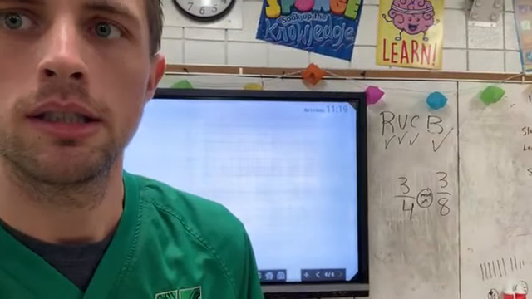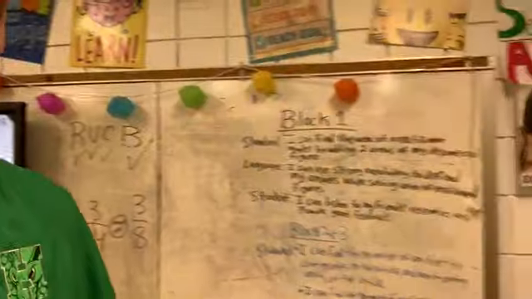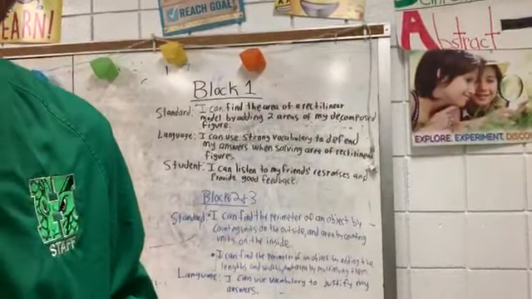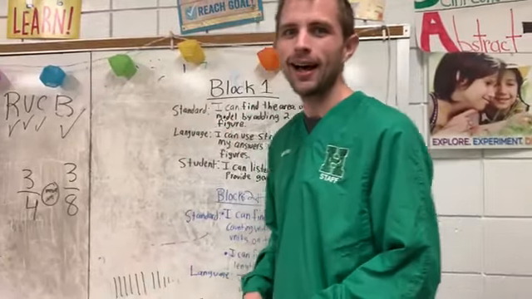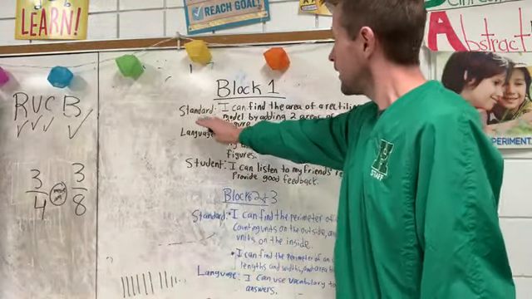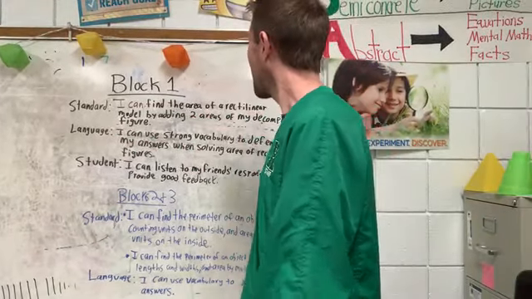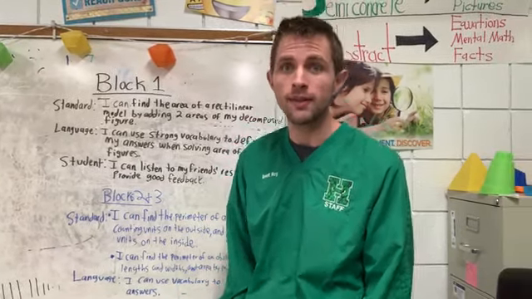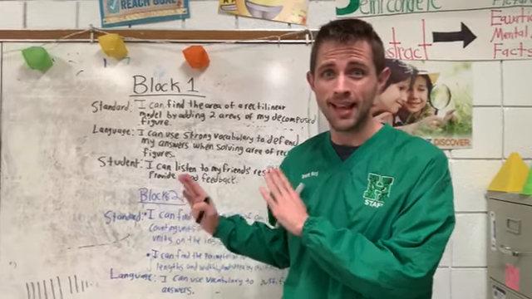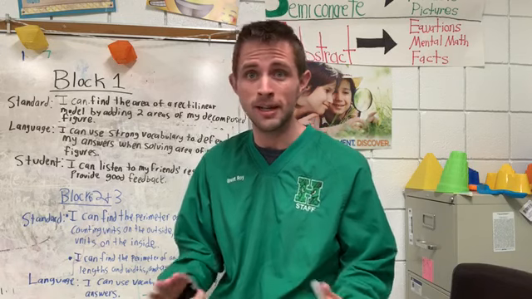And over here, I'm going to bring you to your I can statement. We have, for your standard, I can find the area of a rectilinear model by adding two areas of my decomposed figure. Only this time, it's the same I can statement that we had on Monday, only this time you're not going to be using tiling. You're just going to be using dimensions strictly.